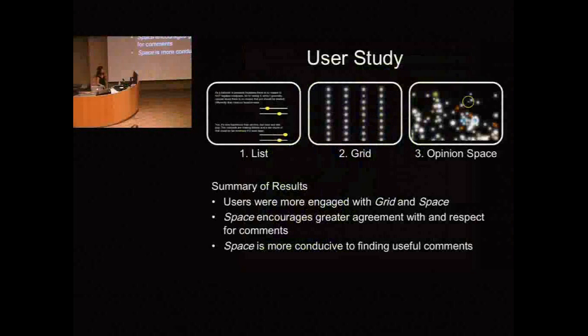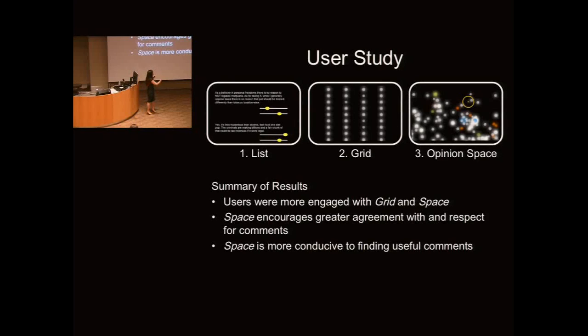We also conducted a user study. If you're interested in learning more about it, it was published this year in the ACM Conference on Human-Computer Interaction, or CHI. What you're seeing up here is actually the first version of Opinion Space, but we wanted to compare it to a linear list of comments, right? The traditional model. Is this actually providing some benefit over these linear lists?